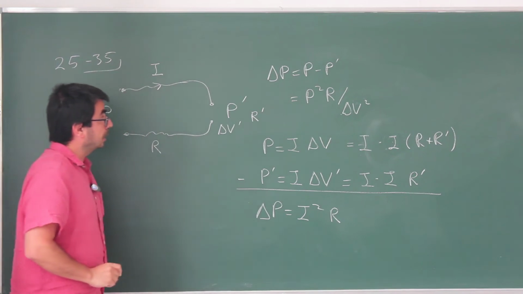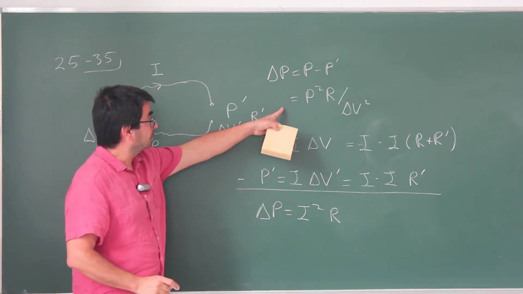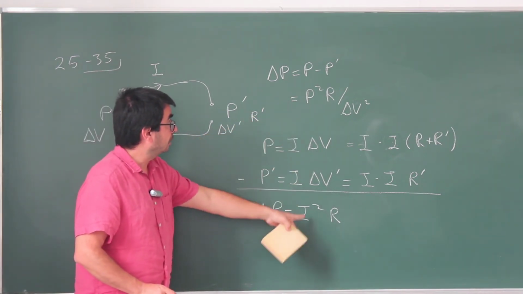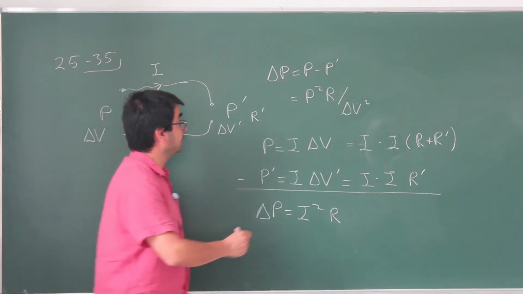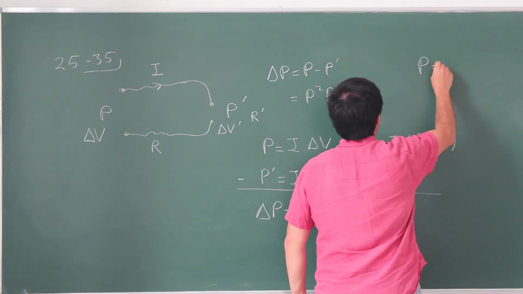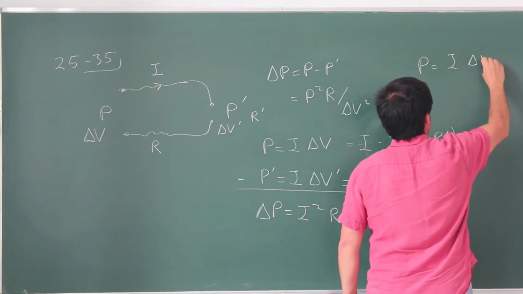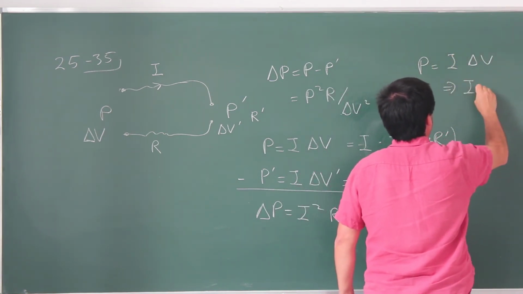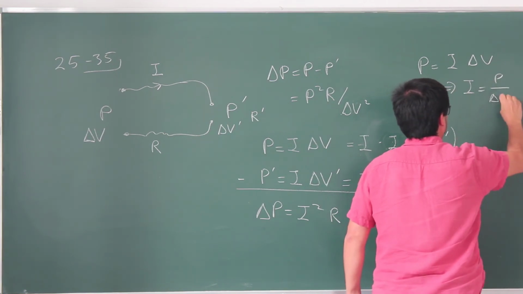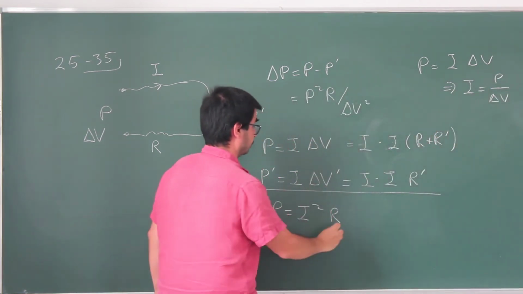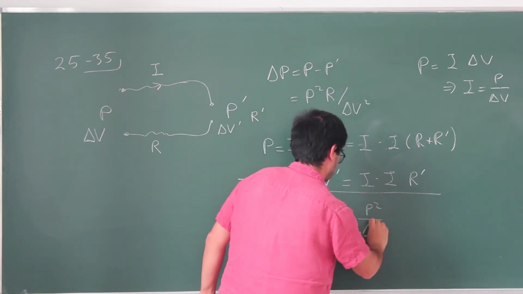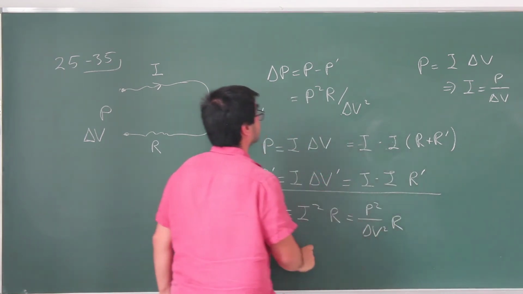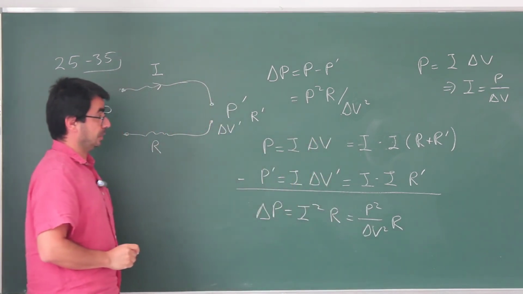Now, this is what I'm looking for. Is this I squared R equal to P squared over delta V squared times R? Yes, it is, because P is in fact I times delta V, and hence I is P divided by delta V. If you substitute this over here, you get P squared over delta V squared times R, which is what we were looking for.